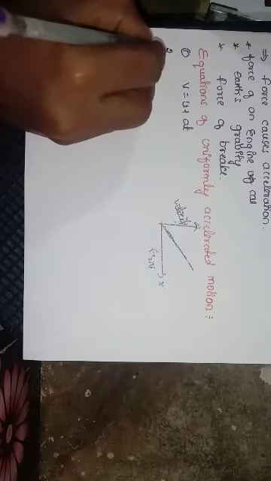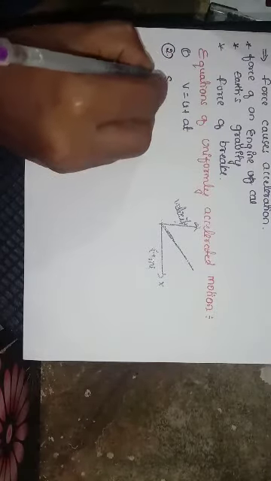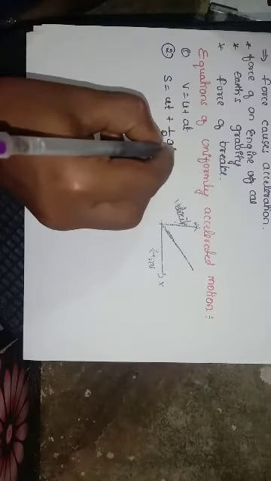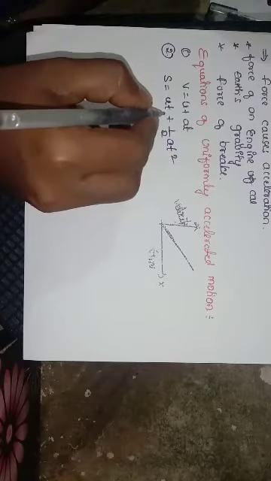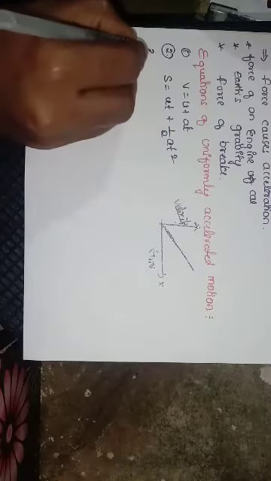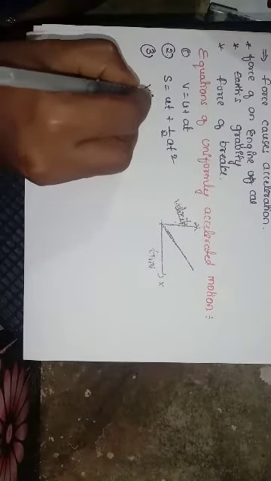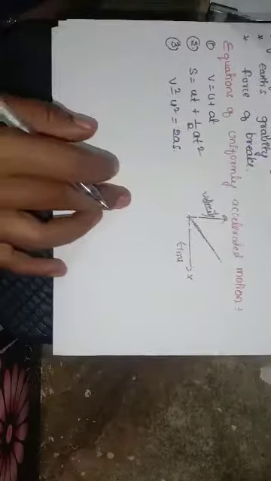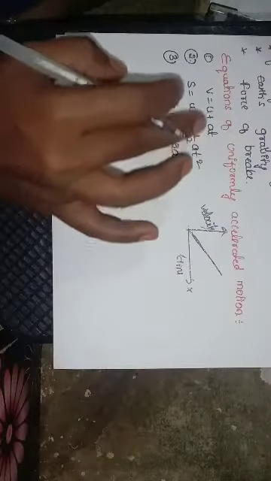The second one is s is equal to ut plus half at square. This is the position time relationship. The third one is v square minus u square is equal to 2as. This is also a position relationship. So what are the abbreviations, or what are these v, u, a, t?